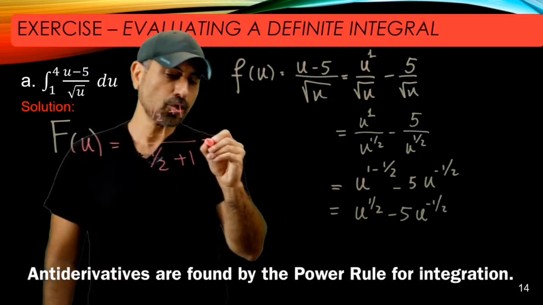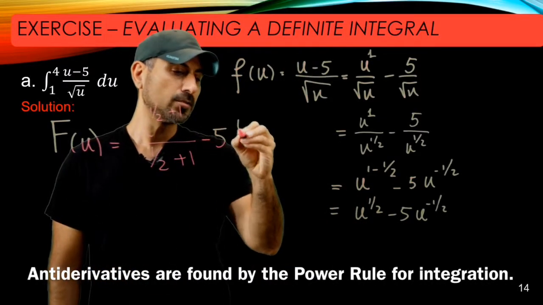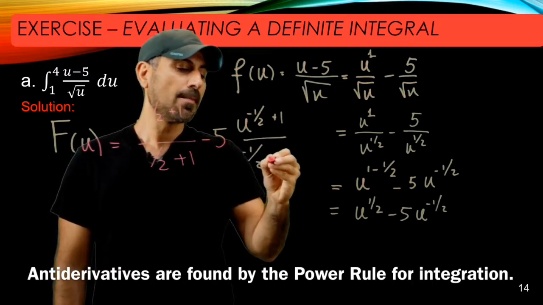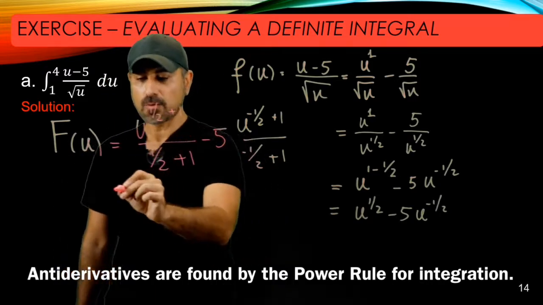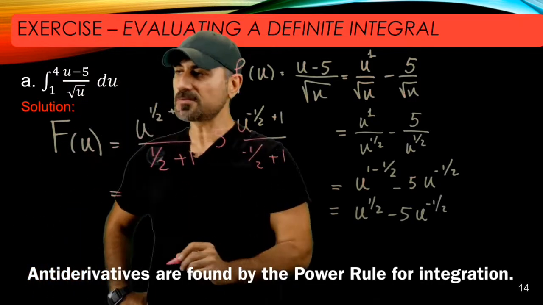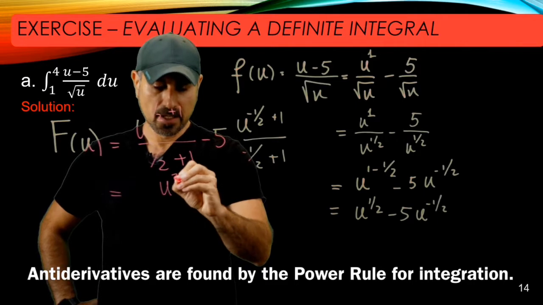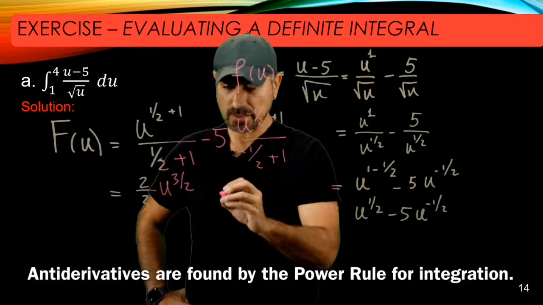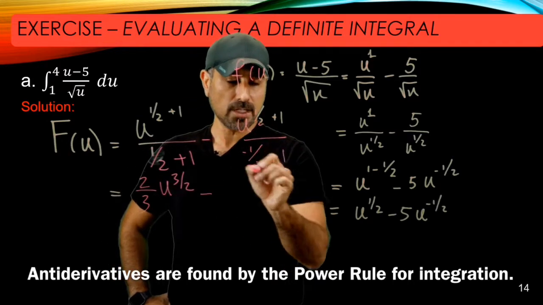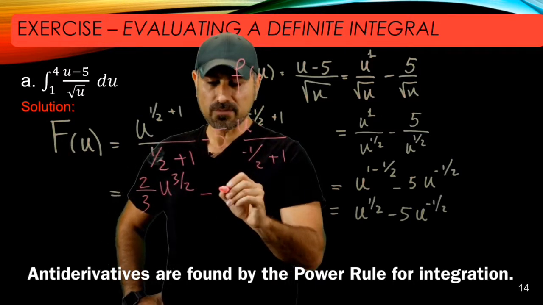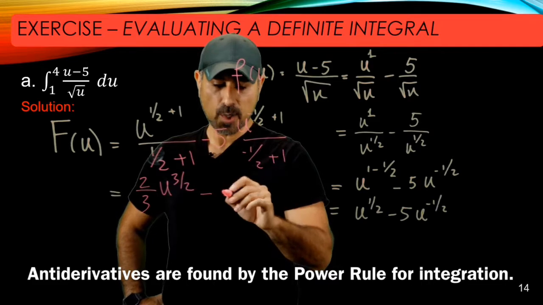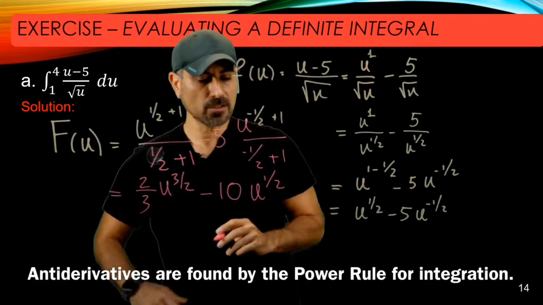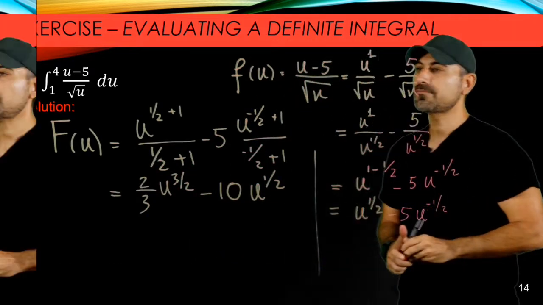And for the next term, the antiderivative is going to be u to the minus 1/2 plus 1 divided by minus 1/2 plus 1. So once we simplify the expression of capital F, this is what we get. u to the 3/2 and 2/3 as a multiple here, and then you have 1/2 here, and then you have 5, so 5 divided by 1/2 is 10. So this becomes u to the power of 1/2, all right?